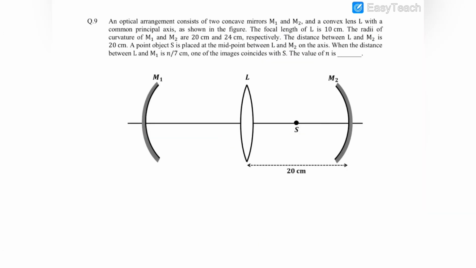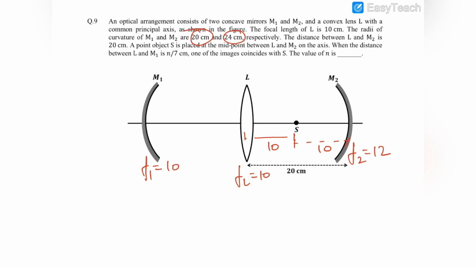In this question, you can see that this is an optical arrangement. It consists of 2 concave mirrors and 1 lens. The first mirror has a radius of curvature of 20, and therefore its focal length would be 10, and the second mirror would have the focal length as 12, as its radius of curvature is 24. The focal length of the lens is given as 10, and this source is placed midway, at a distance of 10 from each of them.